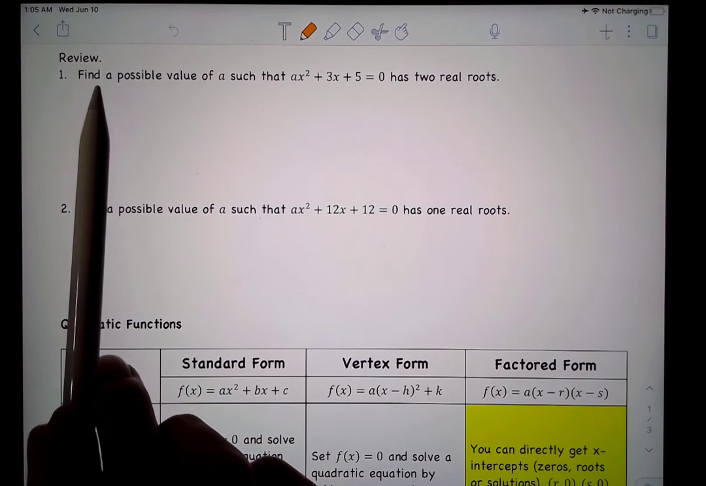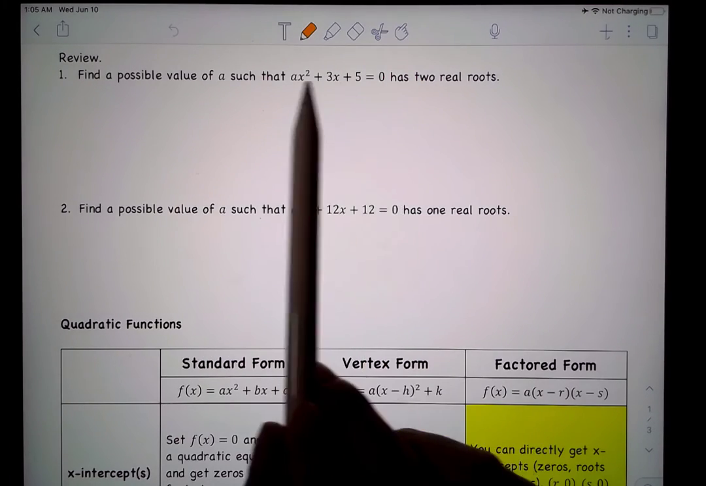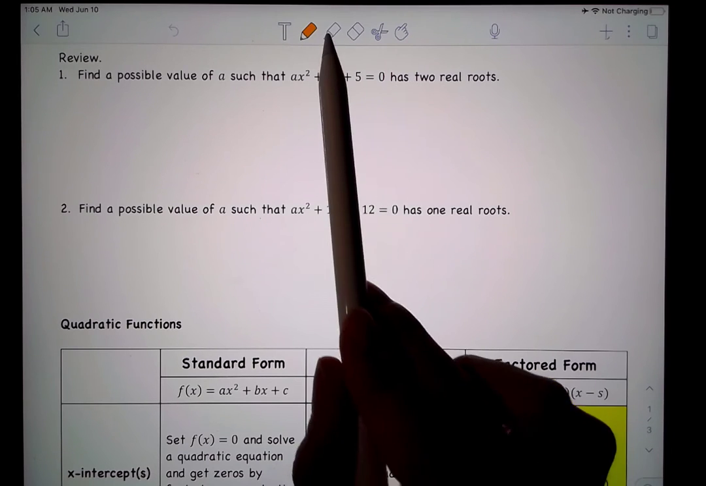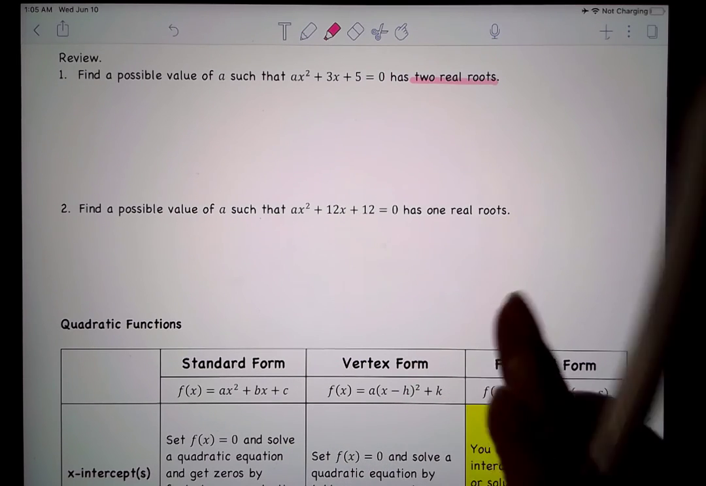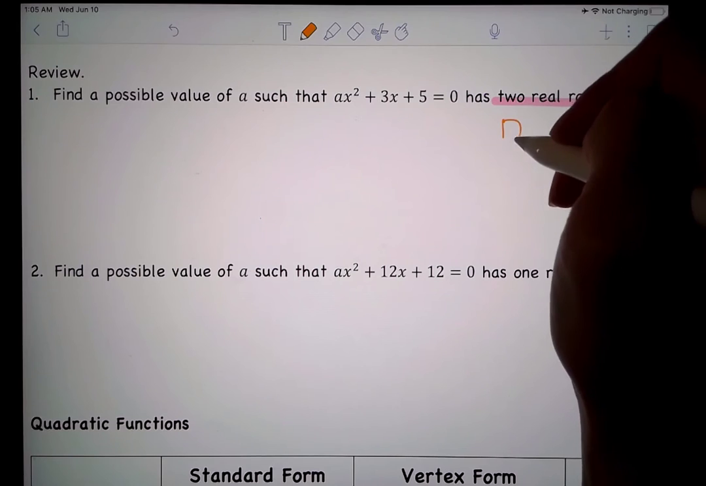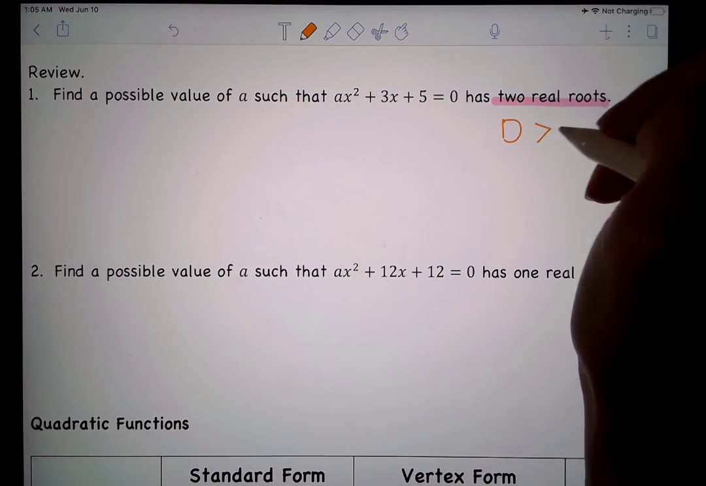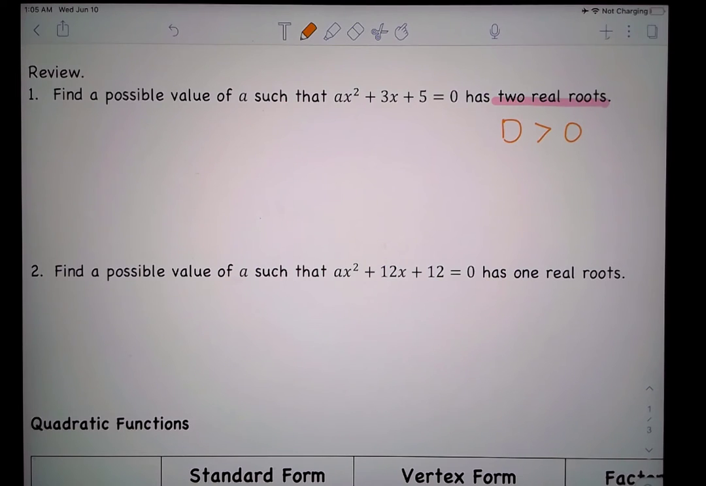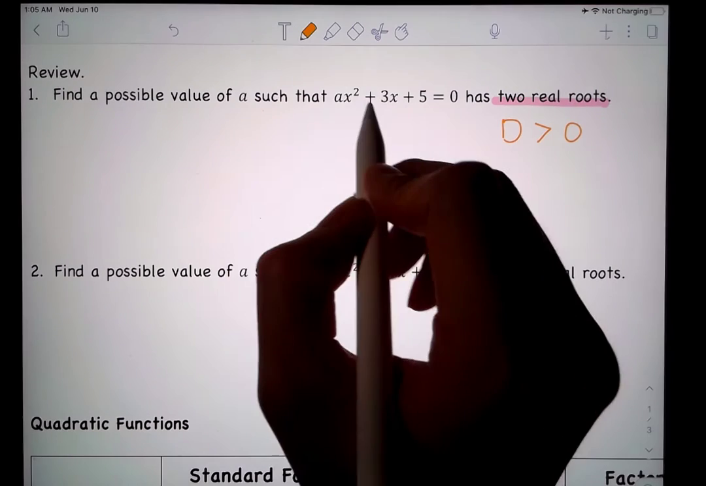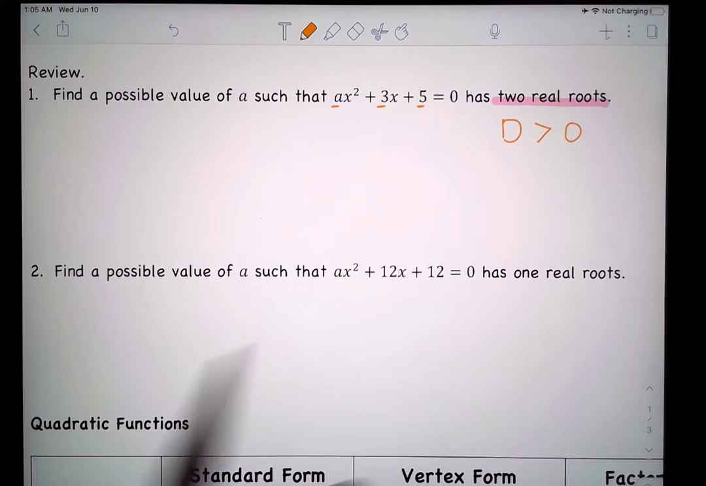Right? It says find the possible value of a such that this one has two real roots. So this is the keyword, two real roots. When you see two real roots, then your discriminant is supposed to be what? Positive, right? So that's supposed to be positive. So what do we do? We just find the discriminant. So let's do the discriminant here. My a is a, my b is 3, my c is 5, right?